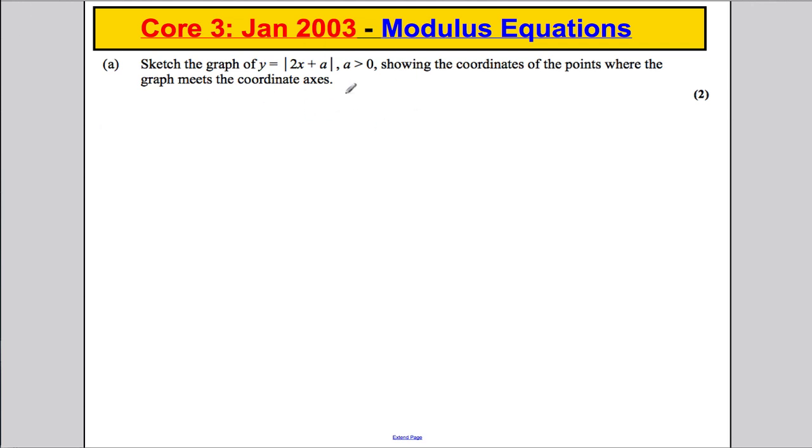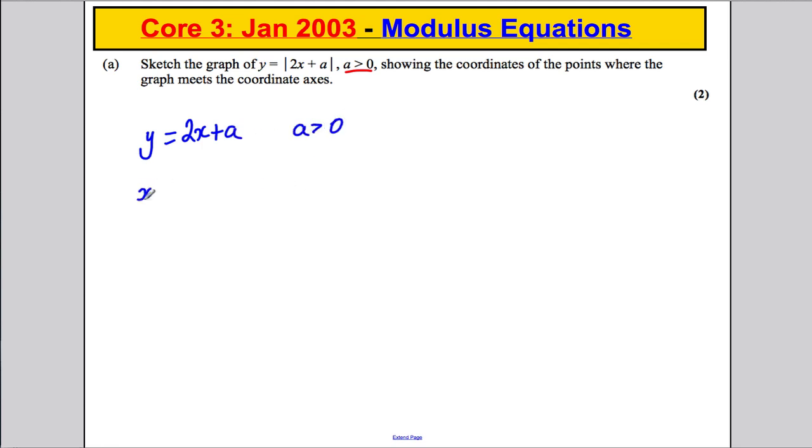Okay, it wants us to sketch this graph here. It tells us that a is bigger than 0. So in order to do that, I'm going to just consider the graph first of all. y is equal to 2x plus a. Remember, a is a positive number.